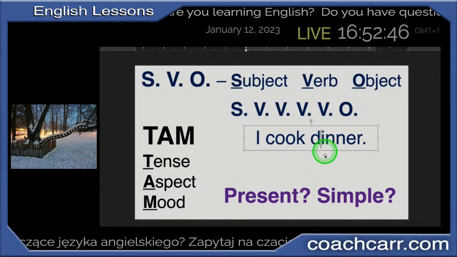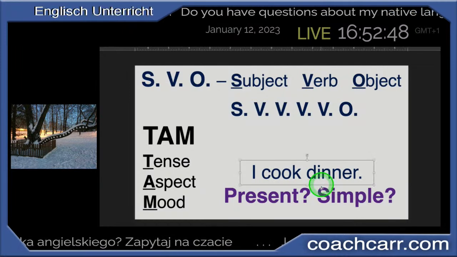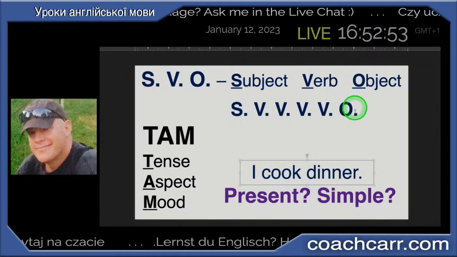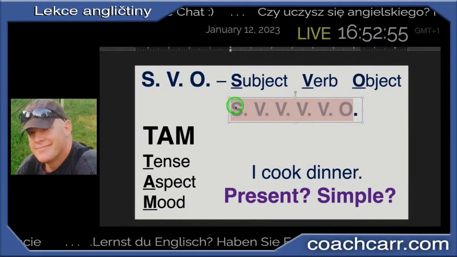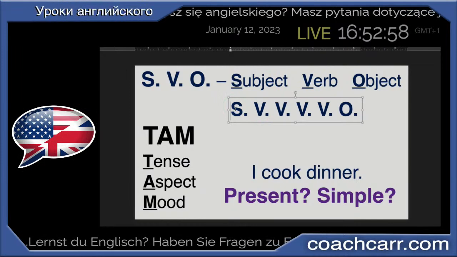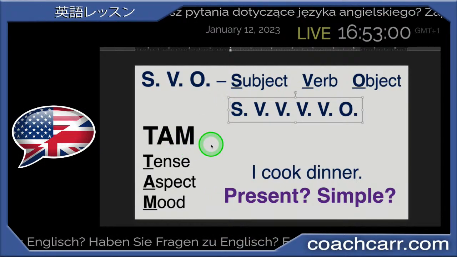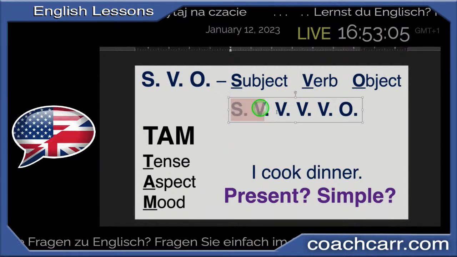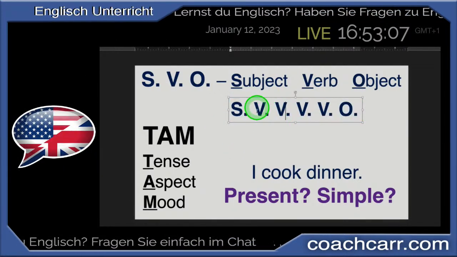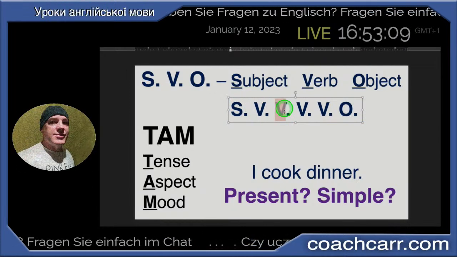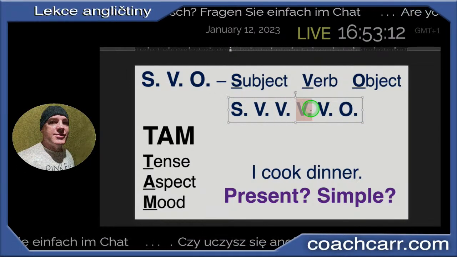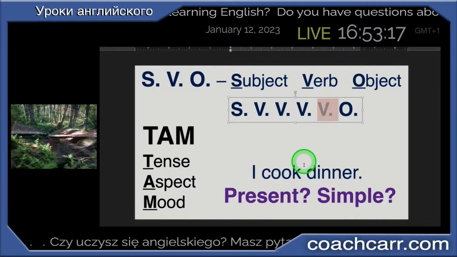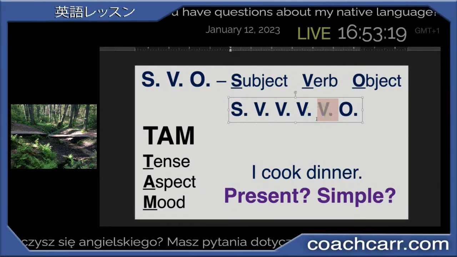SVVVVO. SVVVVO. This is not an uncommon sentence structure. And that is where all of these tenses come from. Because in a sentence with this kind of structure, each of these verbs will have a different tense. And this one, right here, this last one in the chain of verbs, it won't even have a tense.